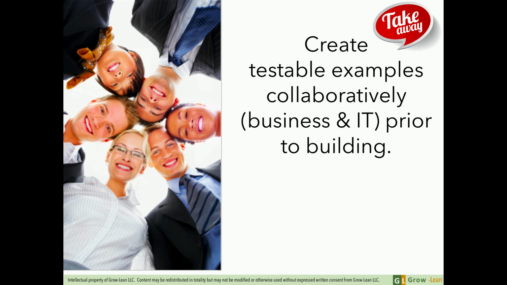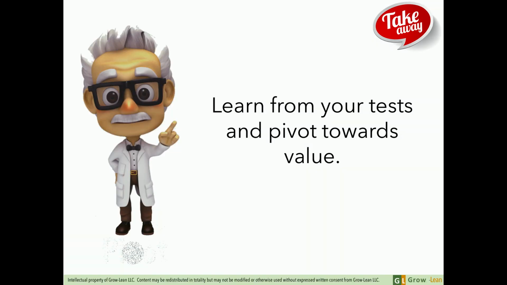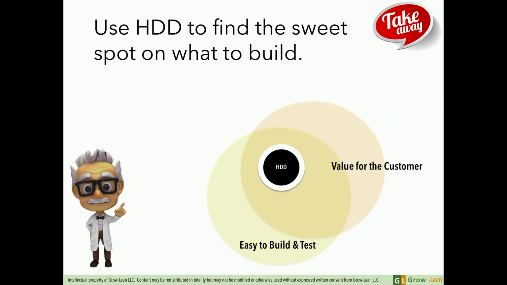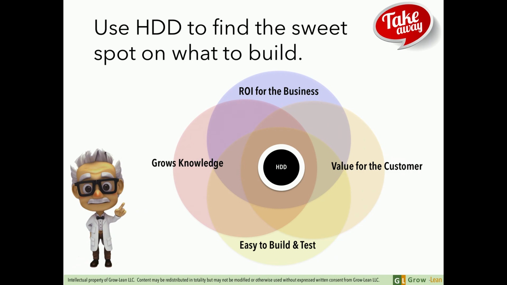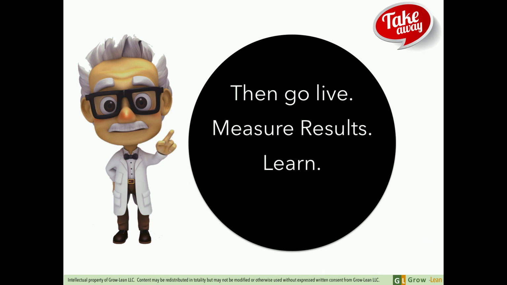Work together to create it, at least 3 folks, at a minimum QA, BA, coder, add in a user, a customer, a subject matter expert. Get out of the building, test in real life. Learn from your tests and pivot towards value. Easy to build and test. Value for the customer, ROI for the business, grows knowledge. That tells you what to build, what you think you should build. It still could be wrong. So after you do that, then go live, measure results, learn, repeat forever.